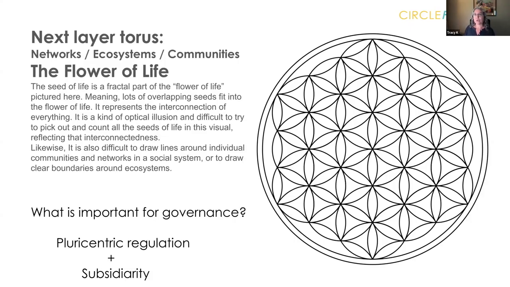And I'm just curious if folks, I would love to know what pluricentric means to you, or plurality, and thinking about the role of seeds of life in these larger networks and communities. And I'm just wondering, or anything else that this brings up. See, David?